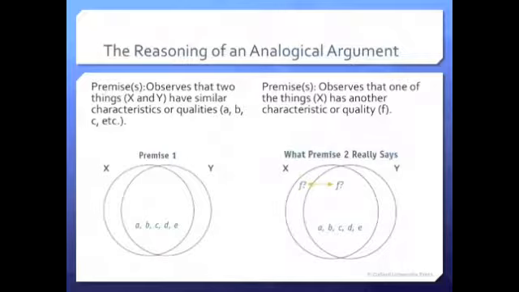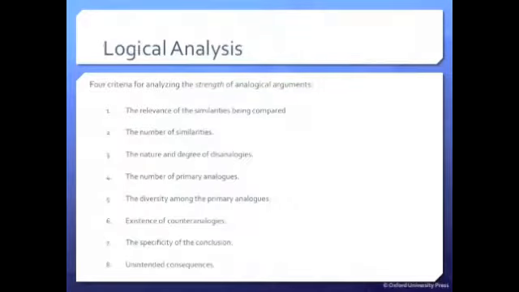Given this, there are several things that you need to consider when you think about the strength of analogical arguments. There are 8 things that we want to consider: the relevance of the similarities being compared, the number of similarities, the nature and degree of disanalogies, the number of primary analogs, the diversity among the primary analogs, the existence of counteranalogies, the specificity of the conclusion, and unintended consequences. We'll discuss each of these one at a time throughout this lecture.